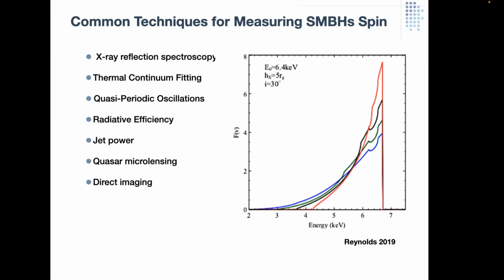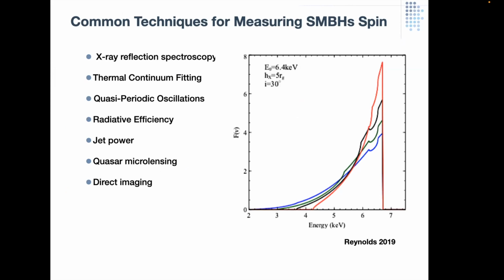Supermassive black hole spin can be estimated through various techniques that I listed here. Each of these techniques is based on some initial assumptions and therefore inherits some uncertainty due to those assumptions. But the first supermassive black hole spin measurements became possible by coupling theoretical models to high-quality X-ray spectra.